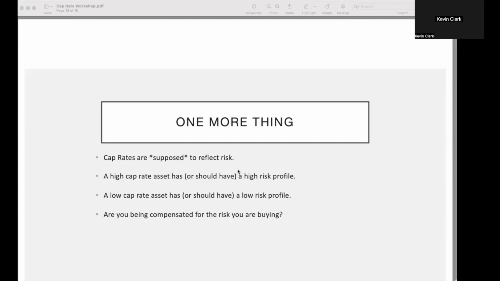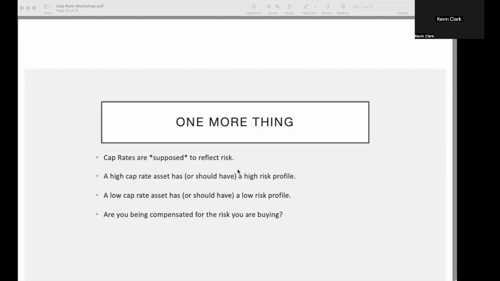But in the event that it's not, and more often than not, it's not, if you're getting a high cap rate return, you are facing market risk. There is some market risk in there, and you need to determine why it's priced the way it's priced. There is no free lunch.